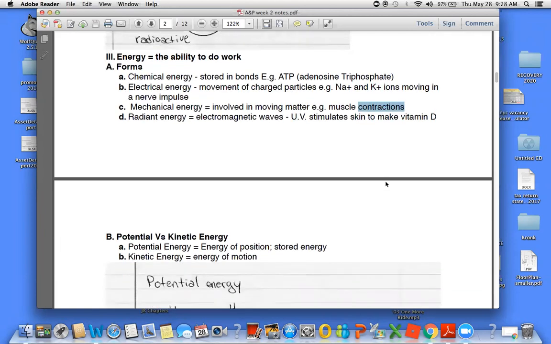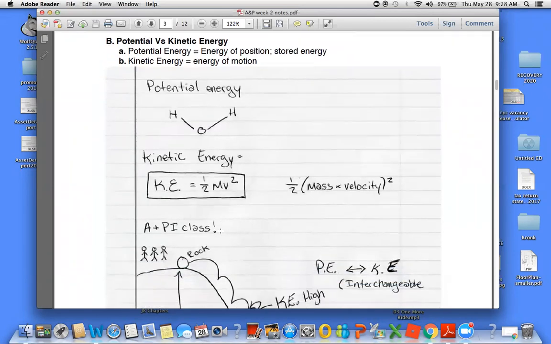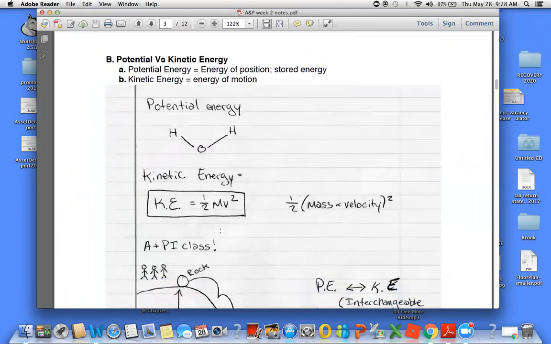Chemical and potential, the four types of energy. The four types of energy, chemical, electrical, mechanical, and radiant energy, really can be divided into two different classes of energy: potential versus kinetic. Potential energy is energy of position, stored energy. We're going to talk a lot about that when we do organic chemistry in about 8 minutes. That's energy stored in bonds in the body.